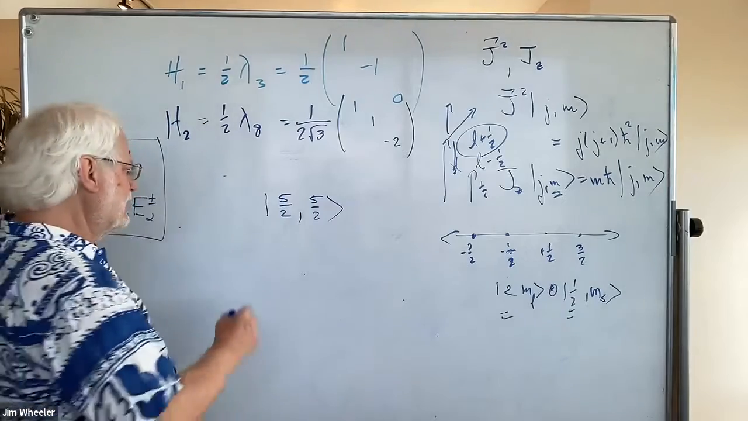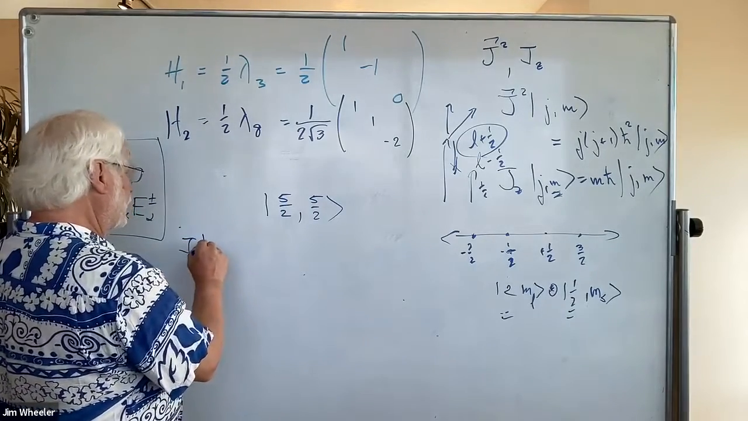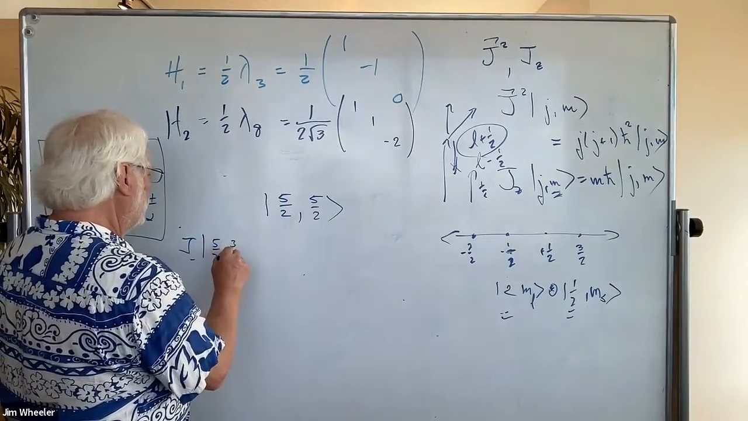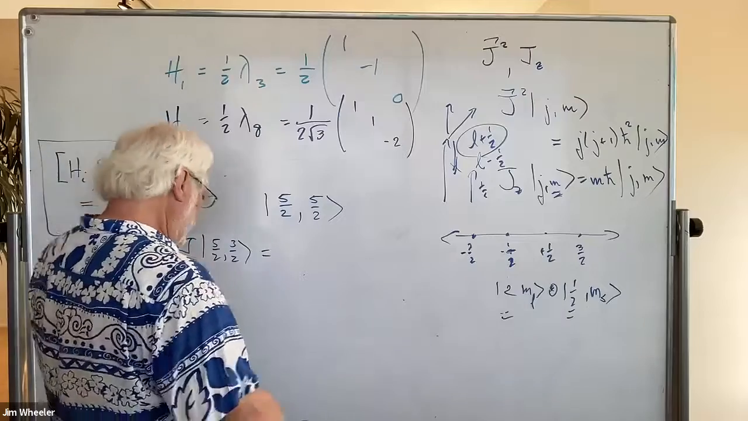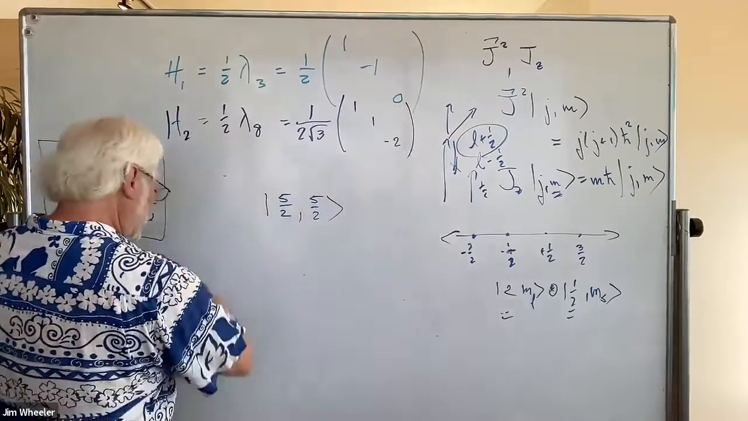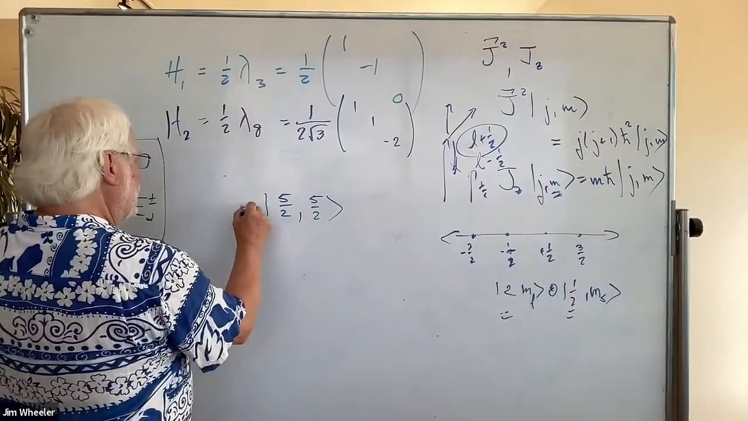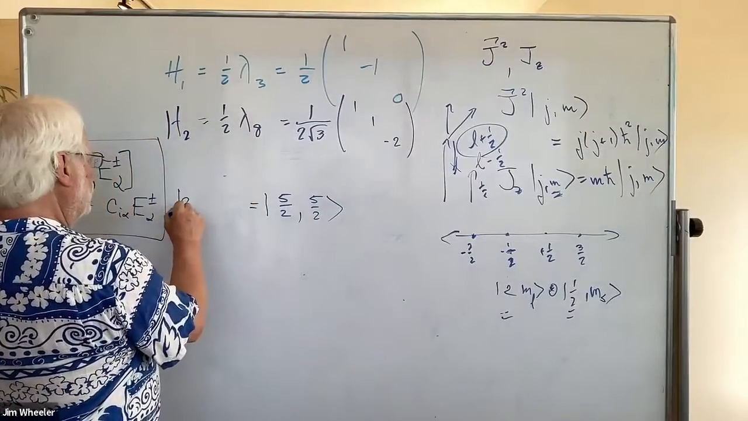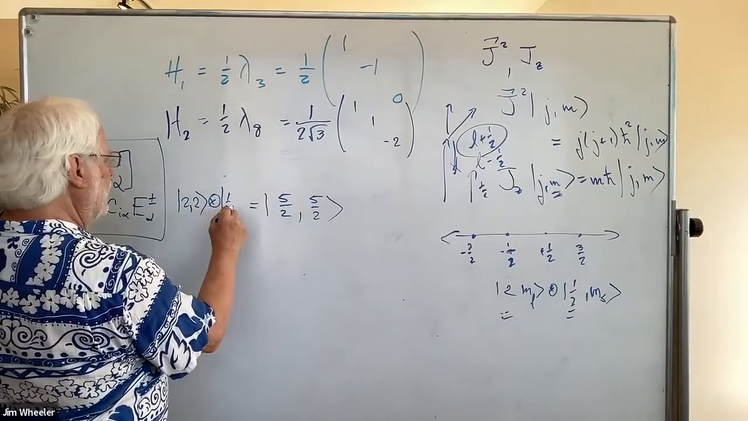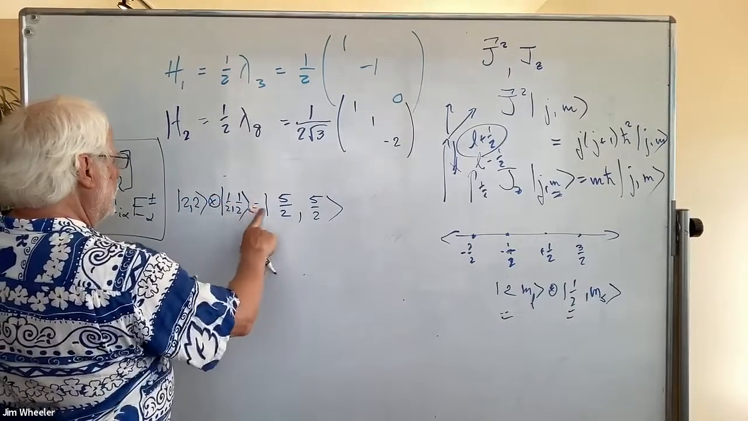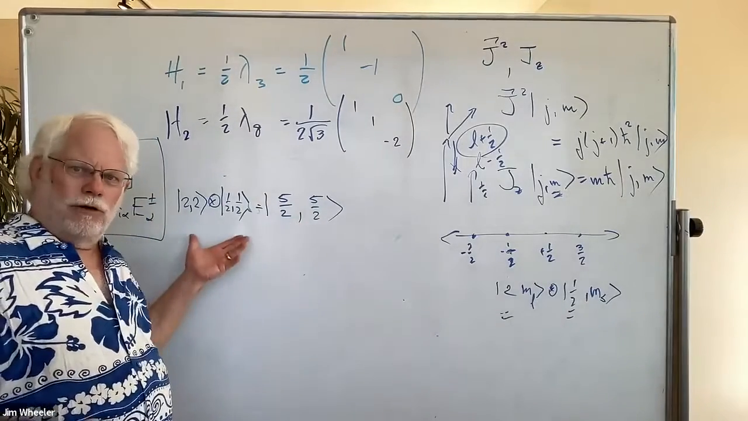But now to find the next state, you act on that with the lowering operator, 5/2, 3/2, but there's a coefficient. Let's see, how do you do this? This has to be equal to the 2/2 state with the 1/2, 1/2 state. And then you apply the lowering operator to both sides of this equation.